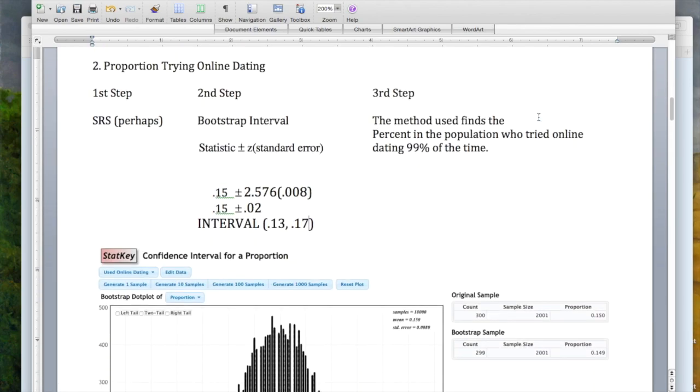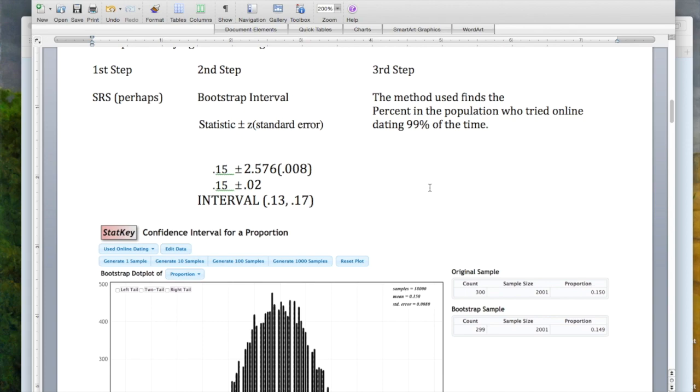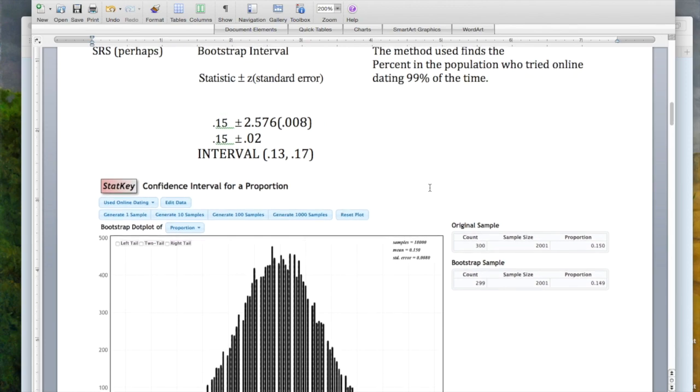For question number 2, switching to the other website, its sister website that handles proportions, you can see my results right here: between 13% and 17%. And if you had trouble working with the website, that's what this video is supposed to be doing. It's supposed to help you see how to work out these bootstrap intervals on the internet.